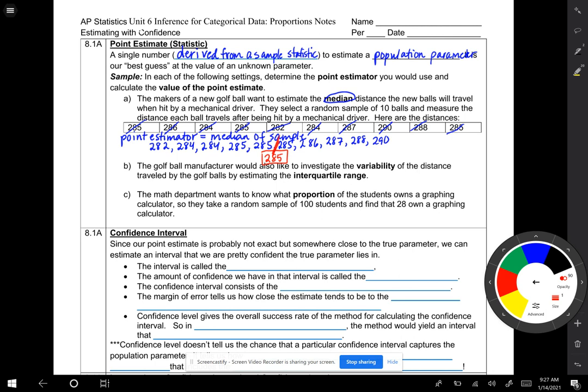The golf ball manufacturer would also like to investigate the variability of the distance traveled by the golf balls by estimating the interquartile range. So our point estimator here is going to be our interquartile range. And if you remember from first semester, IQR is the third quartile minus the first quartile. So to find the third quartile, it would be the median of the upper half of our data. So look at the 5 values. This would be our Q3. That's Q3. And this would be Q1. So our interquartile range, 287 minus 284, is 3.